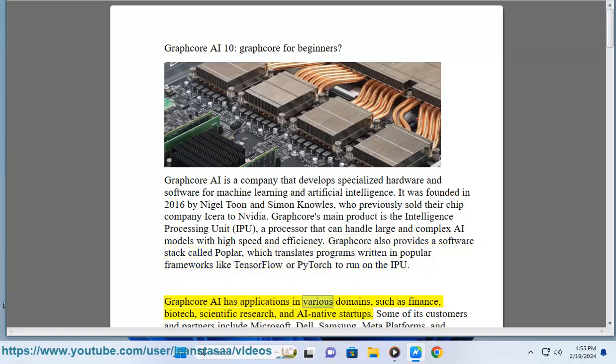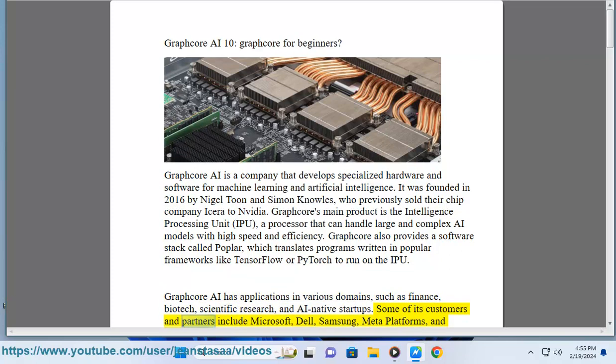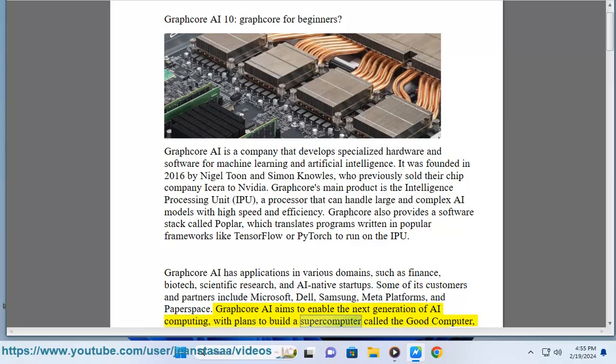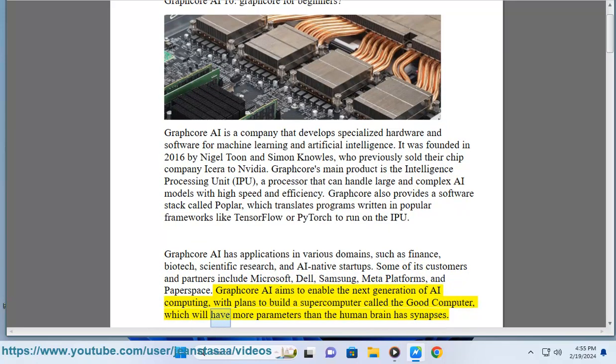Graphcore AI has applications in various domains, such as finance, biotech, scientific research, and AI-native startups. Some of its customers and partners include Microsoft, Dell, Samsung, Meta Platforms, and Paperspace. Graphcore AI aims to enable the next generation of AI computing, with plans to build a supercomputer called the Good Computer, which will have more parameters than a human brain has synapses.